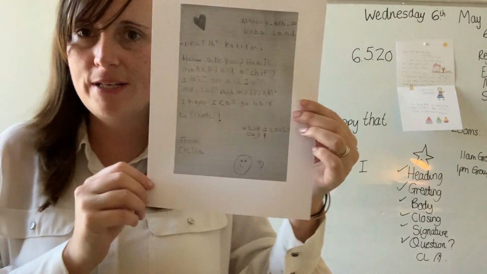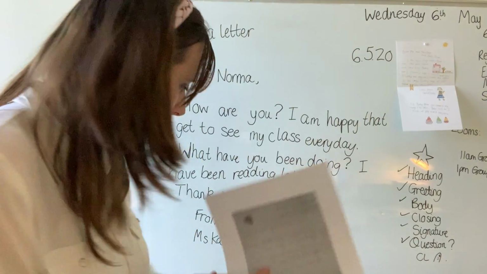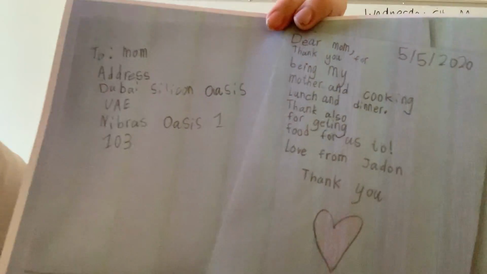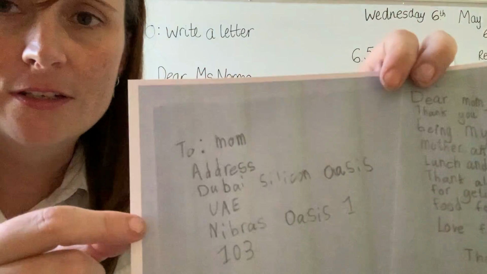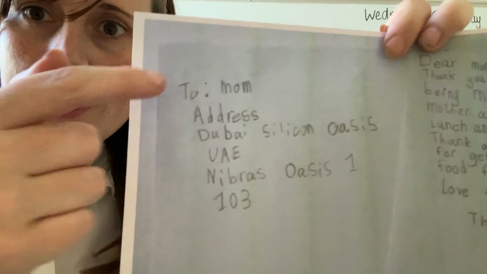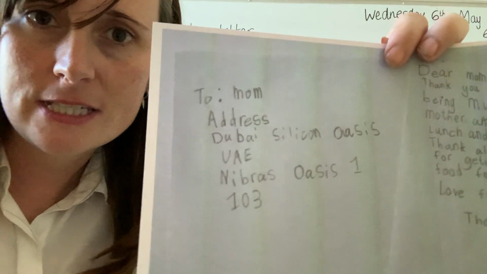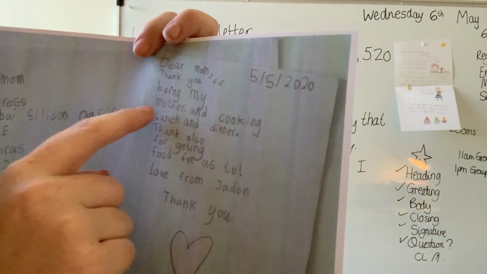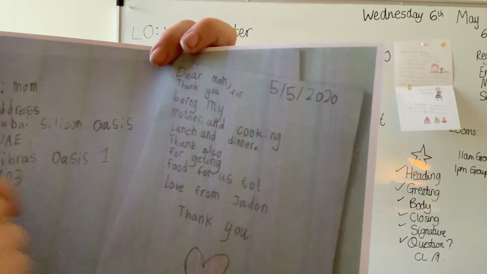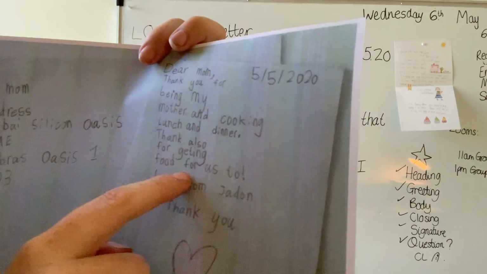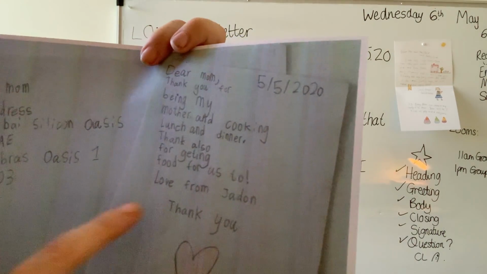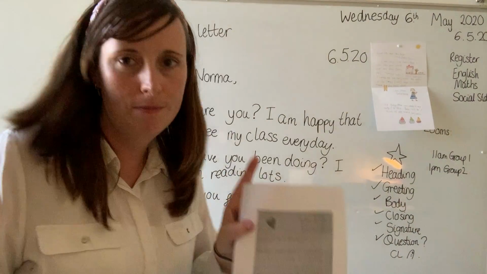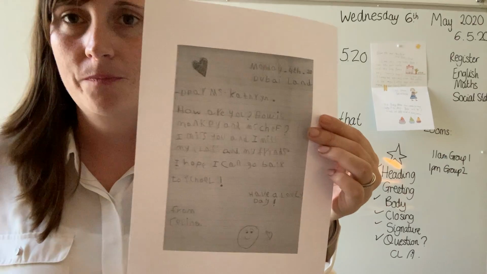So that was a letter I've been sent from Selena. And I've also been sent a letter from Jaden, but this one wasn't to me. This one, Jaden's even made an address. He's made an envelope to put the address on, like in our story today. So we've got here, dear Mum, thank you for being my mother and cooking me lunch and dinner. Thank you also for getting food for us too. Love from Jaden. Thank you. And he's drawn a picture. Selena drew some pictures on hers as well to illustrate them.